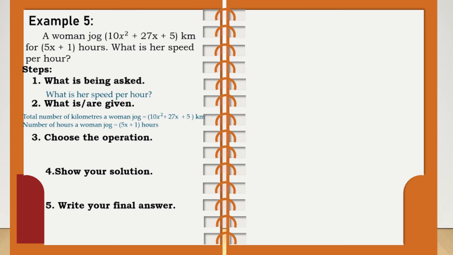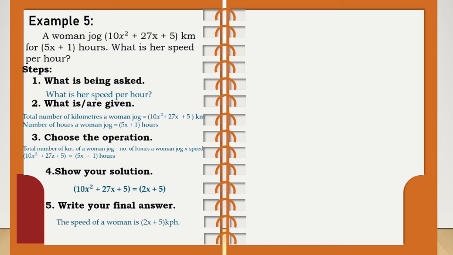Step 2. Total number of kilometers the woman jogged is equal to 10x squared plus 27x plus 5 km. Number of hours the woman jogged is equal to 5x plus 1 hours. Choose the operation. Total number of kilometers the woman jogged is equal to number of hours times speed. So substitute, then show your solution. So the final answer, the speed of the woman is 2x plus 5 kilometers per hour.